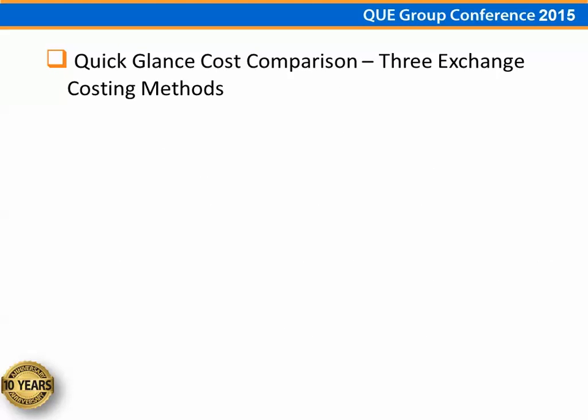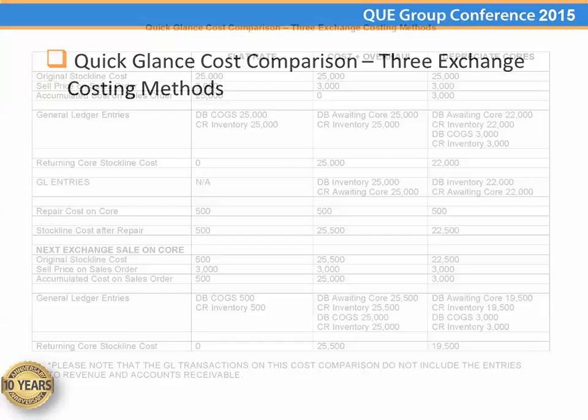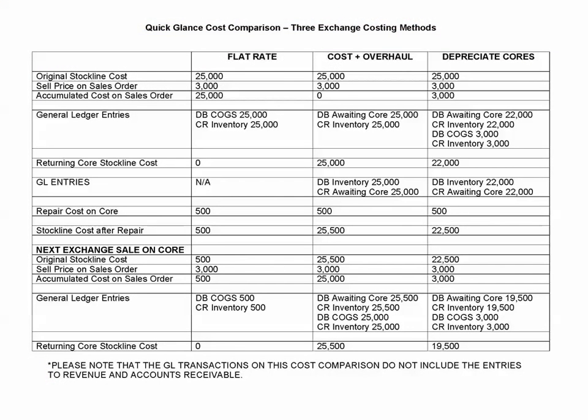So just a quick glance at the cost comparison. Component Control has a great example up on their website that I wanted to show, and I'll try to go through it quickly, but this puts 3 different scenarios side by side to show how each one works. So in this example, you have a unit that's in stock, it's ready to go. You have $25,000 of cost on the unit. And let's say you're going to sell it to a customer on exchange for $3,000.